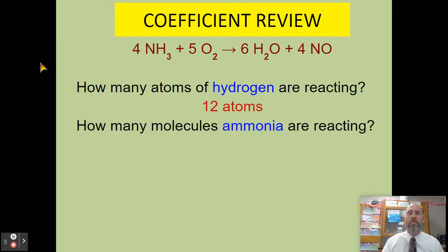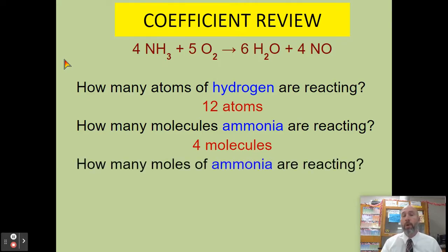Now what if we said how many molecules of ammonia are reacting in this equation? For this one, you should say 4, right? Because that's what this number in front is. It's talking about how many of these molecules we have. Now, what about this one? What about how many moles of ammonia are reacting?